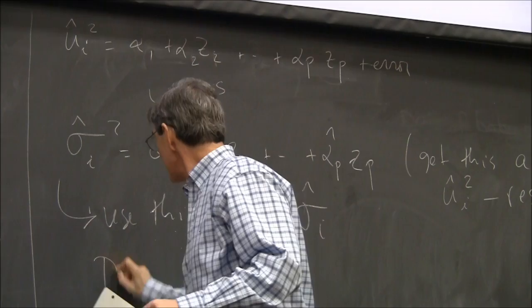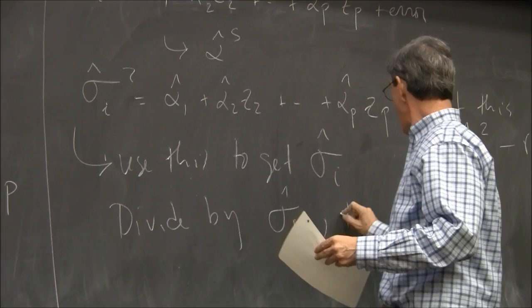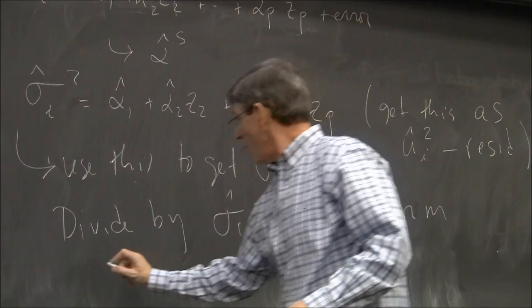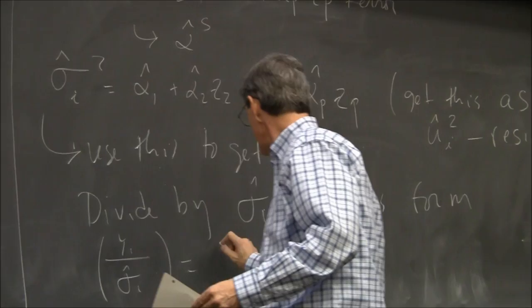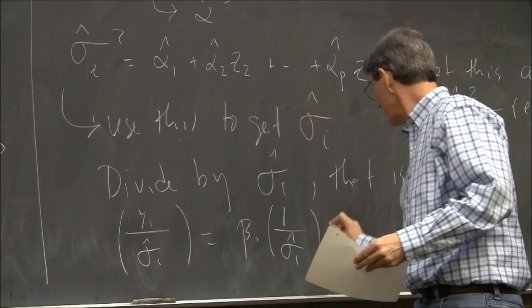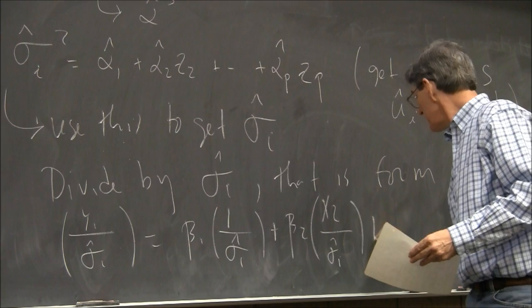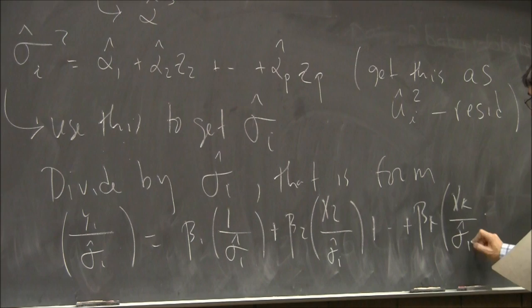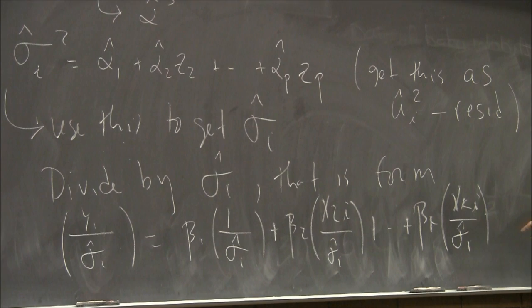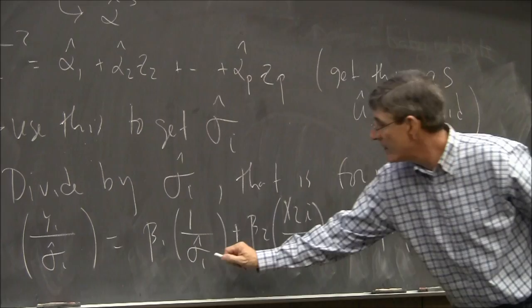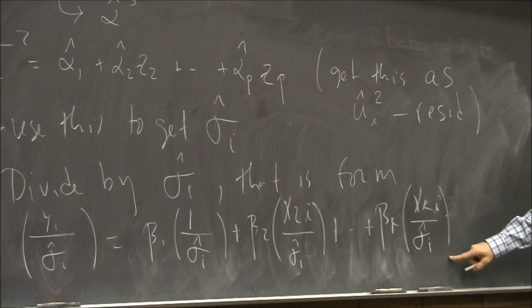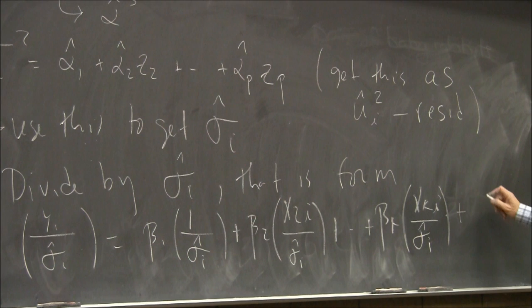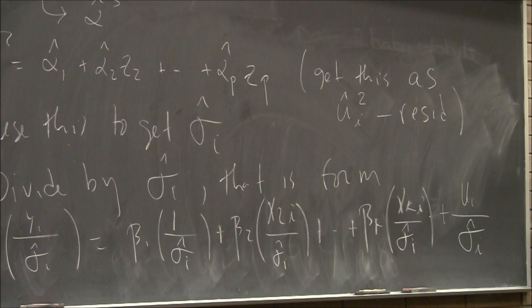Then you'll divide by sigma hat i. That is, you'll form y_i over sigma hat i equals beta 1. So we divide the whole model by that sigma hat i, plus beta 2 times x2i over sigma hat i plus beta k xki over sigma hat i. I should have put the i's in. These are i's down here. These are sigma hat i. I'm being a little sloppy with my writing here. So it's x2i over sigma hat i, xki over sigma hat i, plus, we've been using u, I believe, u_i over sigma hat i. Dividing u by an estimate of its standard deviation.